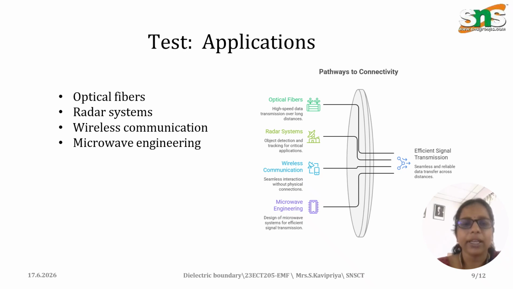Finally, what are the applications of these interferences? First, in optical fibers, high-speed data transmission over a long distance. Second, in radar systems, object detection and tracking for critical applications is possible. In wireless communication, interaction without a physical connection is possible. And in microwave engineering, design of microwave systems for efficient signal strength is possible. So all these lead to efficient signal transmission.